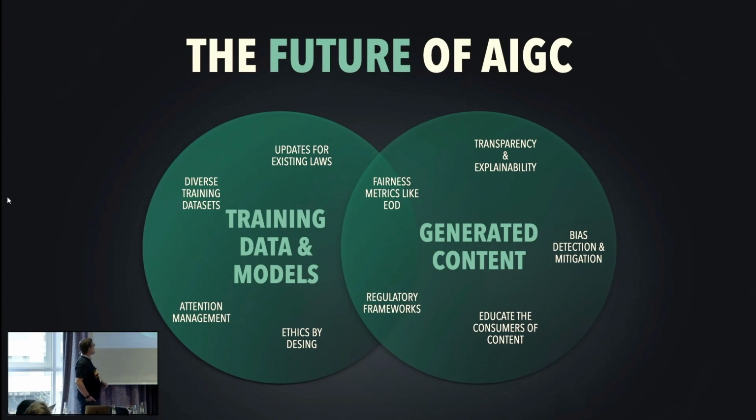So now let us have a look at the future of AI-generated content. For me, it's, like I said, basically starting with ethics by design. You need to implement ethics strategies. You need to focus on attention management in your model, diversify your training set, and update existing laws, which is necessary for us. I'm not sure how fast this will happen. I guess rather later than earlier. So we have to deal with that. But you have to always keep track of what is currently the state of the law.